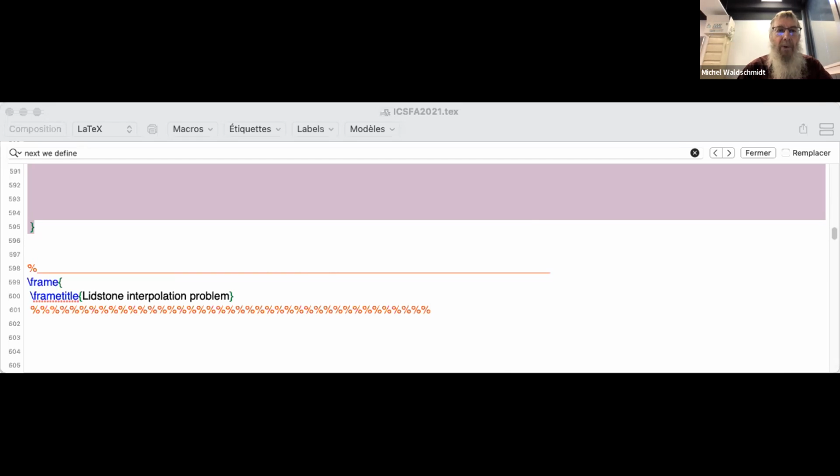The problem of Lidstone interpolation is the following. If you have 2 sequences of complex numbers with the indices which are the even integers, it's convenient to write the index t and not 2k, for example. We write t is an even integer. So we have 2 sequences of complex numbers, a_t and b_t.